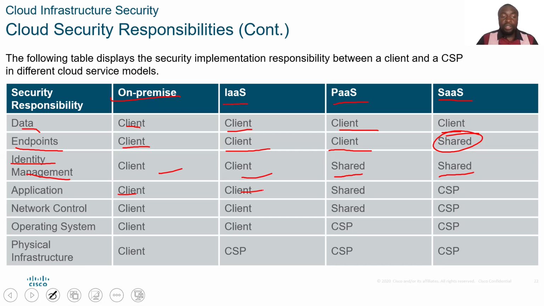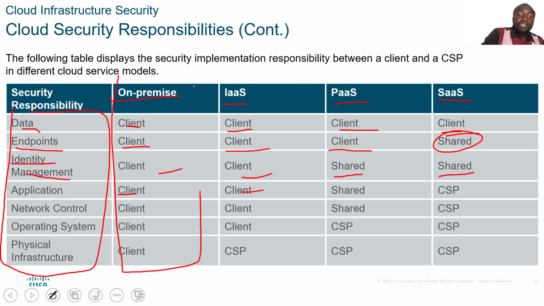Now, observe something. All these responsibilities, when it comes to on-prem, everything is the job of the client. Why is it so? Because it's the client that set up the on-prem. It's the client that set up the server room. So it's his job to protect the data, the endpoint, identity management, application, network control, operating system, infrastructure. If there's any issue, it's his job to do it.